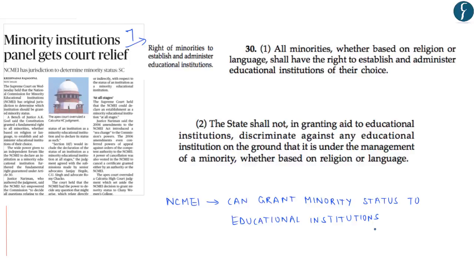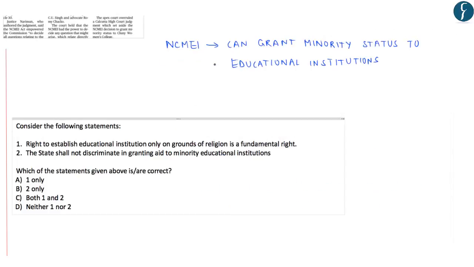So, in this news, let us understand Article 30, which is also a fundamental right of minorities to establish and administer educational institutions. Before going through this particular fundamental right, let us go through two questions, one with respect to the fundamental right under Article 30 and one with respect to the National Commission for Minority Education. The first question reads, consider the following statements. Right to establish educational institutions only on grounds of religion is a fundamental right. To answer this statement correctly, you need to understand the exact provision of Article 30. The second statement says, the state shall not discriminate in granting aid to minority educational institutions. Which of the statements given above are correct?